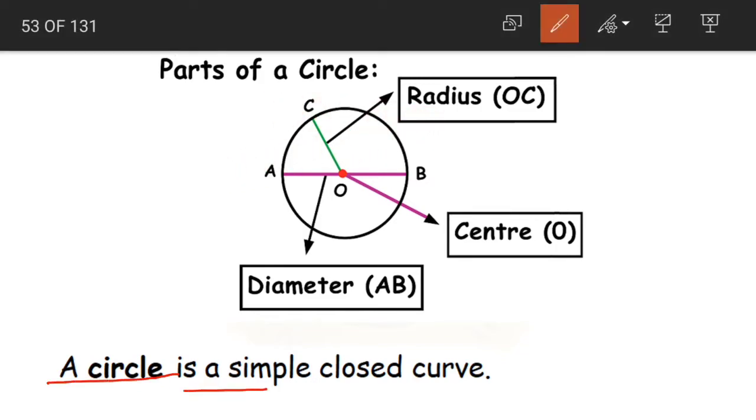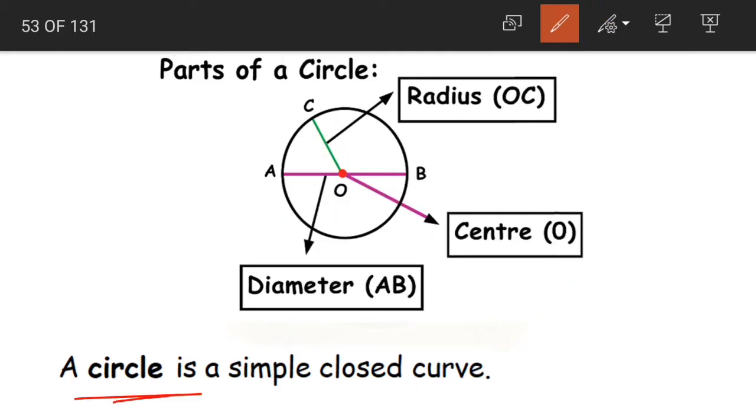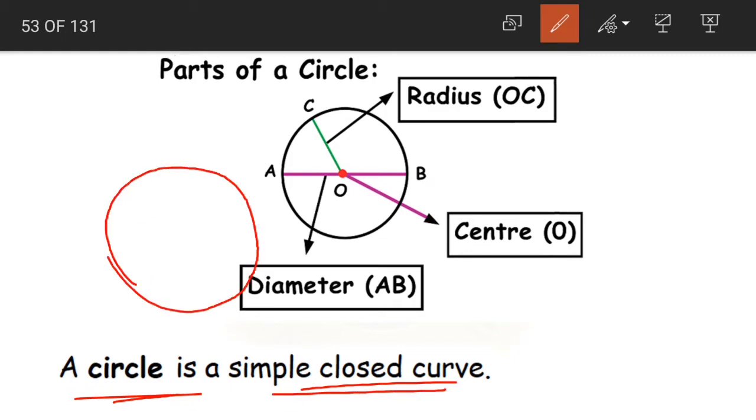A circle is a simple closed curve. Is it a closed figure? Yes, it is a closed one. And is it a flat one or is it a curved one? It is a curved one. So a circle is nothing but a simple closed curve.